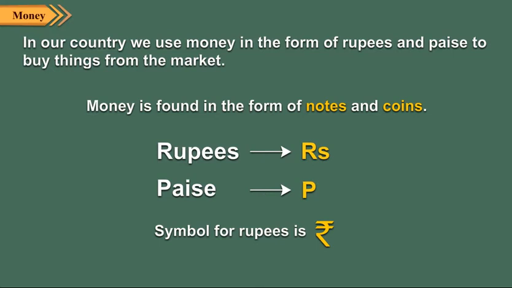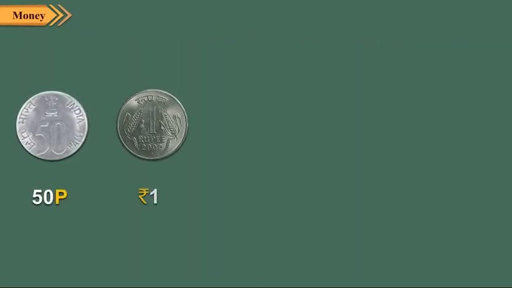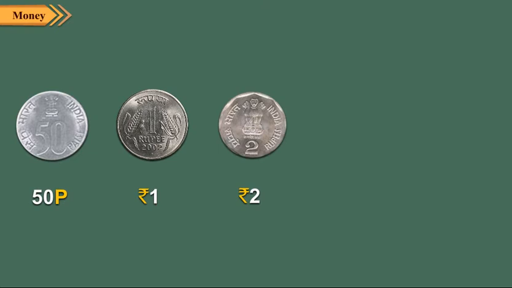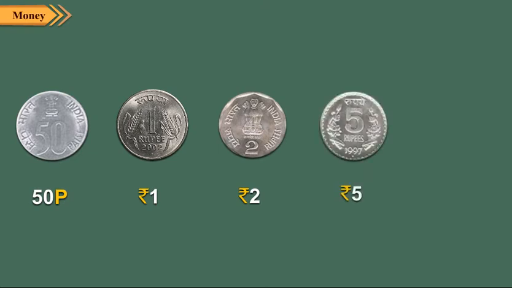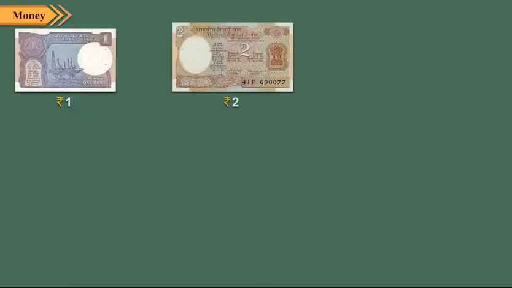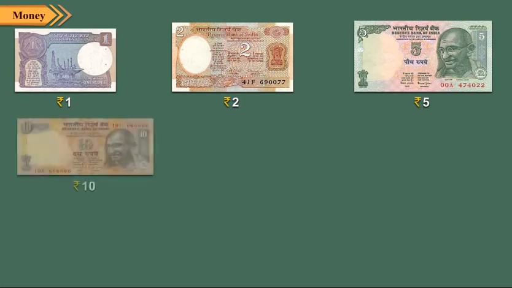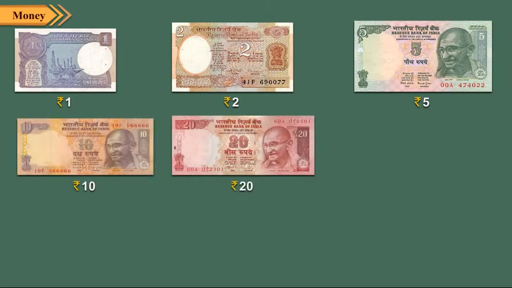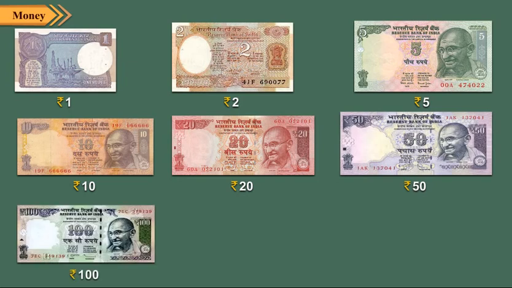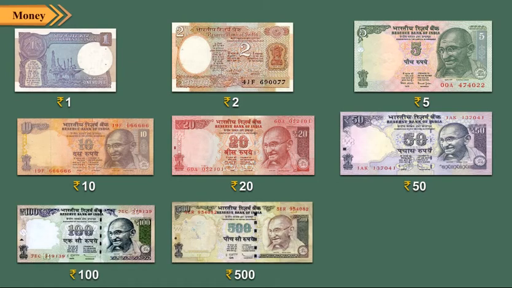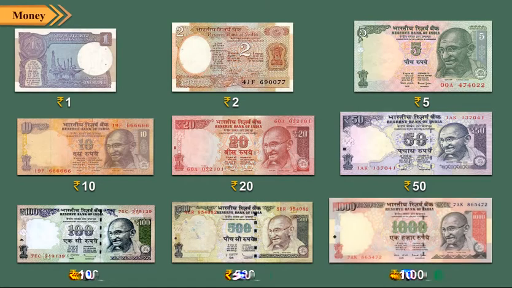Notes and coins are available in different denominations. Some commonly used coins are 50 paise coin, 1 rupee coin, 2 rupee coin, 5 rupee coin and 10 rupee coin. Notes of denominations of 1 rupee, 2 rupees, 5 rupees, 10 rupees, 20 rupees, 50 rupees, 100 rupees, 500 rupees and 1000 rupees are available.